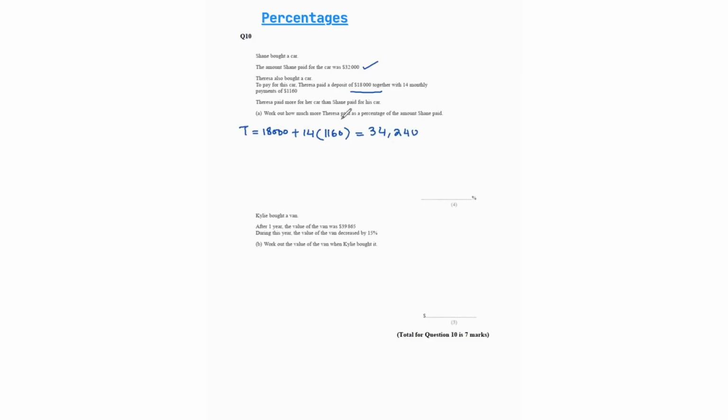We have to work out how much more she has paid as a percentage of the amount Shane paid. So more paid would be the difference of 34,240 and 32,000. That's going to give us 2,240. So 2,240 as a percentage of what Shane paid, 32,000, and then we times this by 100. That's going to give us 7%.